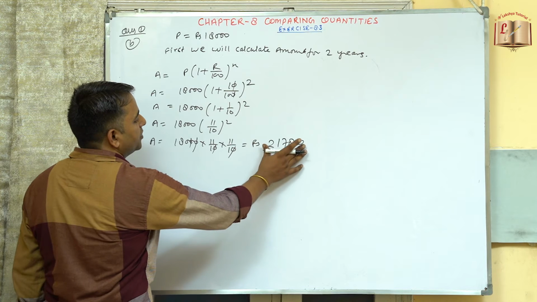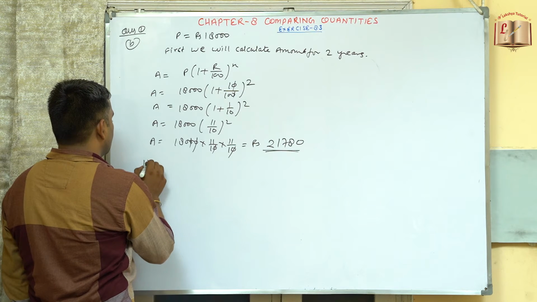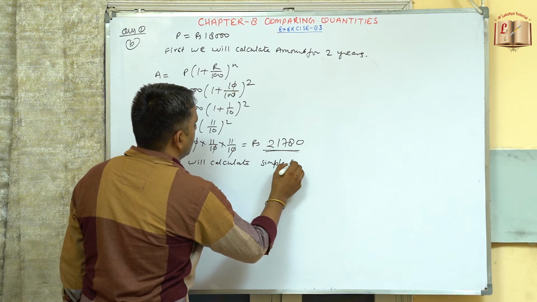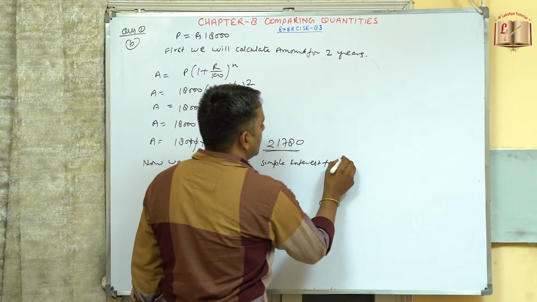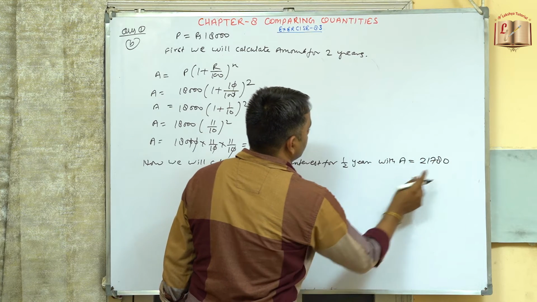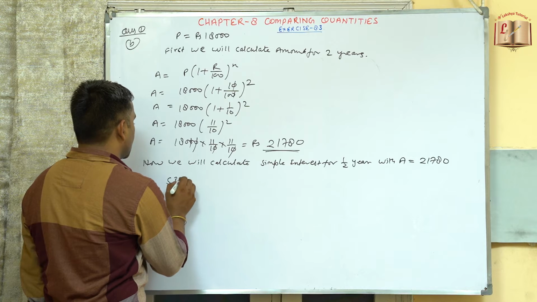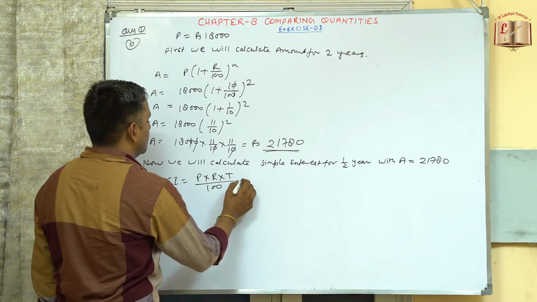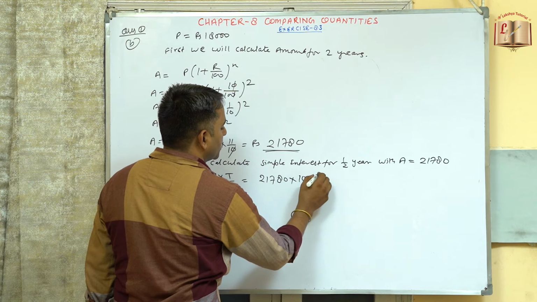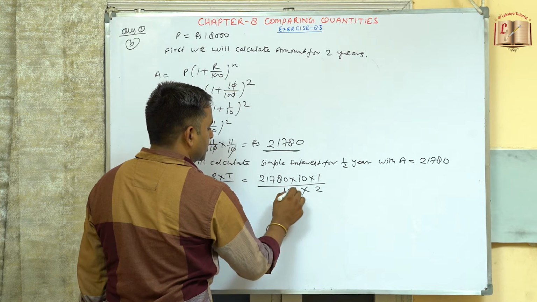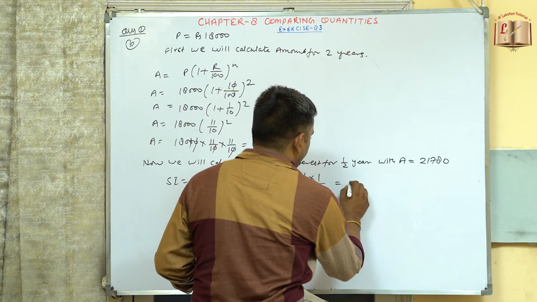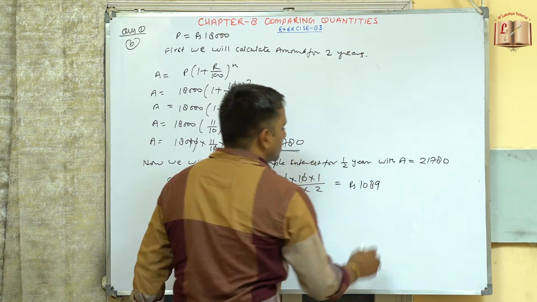Now we will calculate the interest for the half year. So the interest for the half year will be the simple interest based on this amount. So we will calculate the simple interest for half a year with A equal to 21,780. The A that has come here, we will take it as the principal. So SI is equal to P into R into T by 100. So here P will be this A, so this is 21,780 into R. The rate is already given, 10, into time will be 1/2, and divided by 100. So the zeros cancelled. Now we can calculate this. So for half a year this will be rupees 1089.